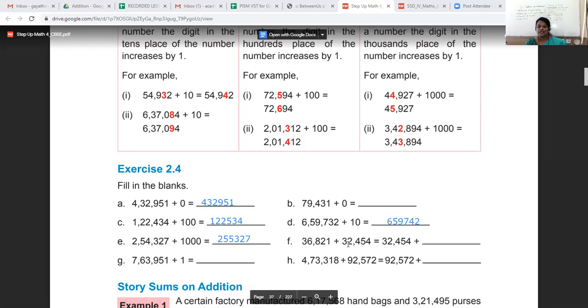In the first property, as we learned, whether the order is changed, still the sum would remain the same. So 36,821 plus 32,454 is equal to 32,454 plus 36,821. When a number is added with 1, we receive the next following number that is called the successor, 7,63,952. So in this way, we have learned how to represent the properties and identify the sum for the same.